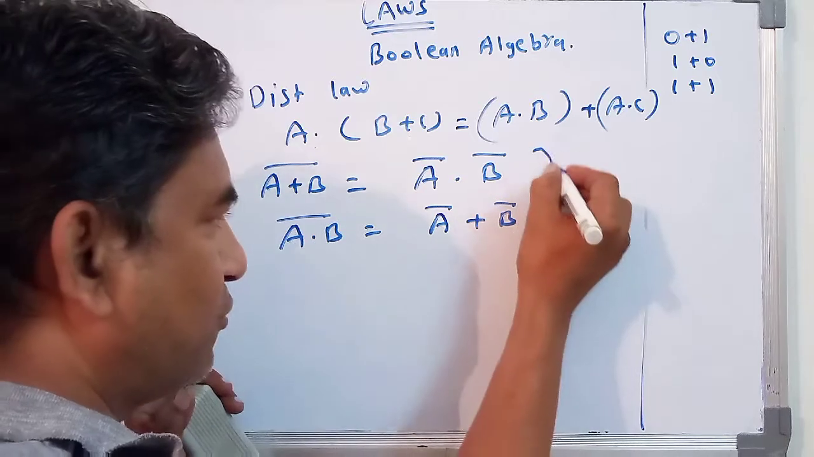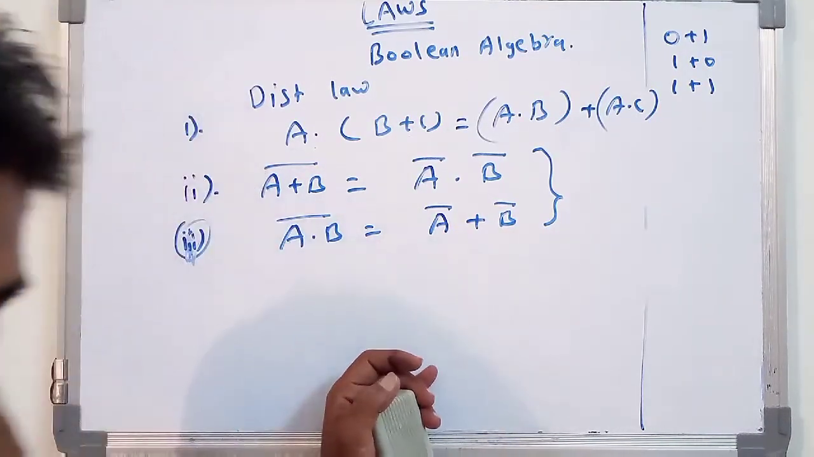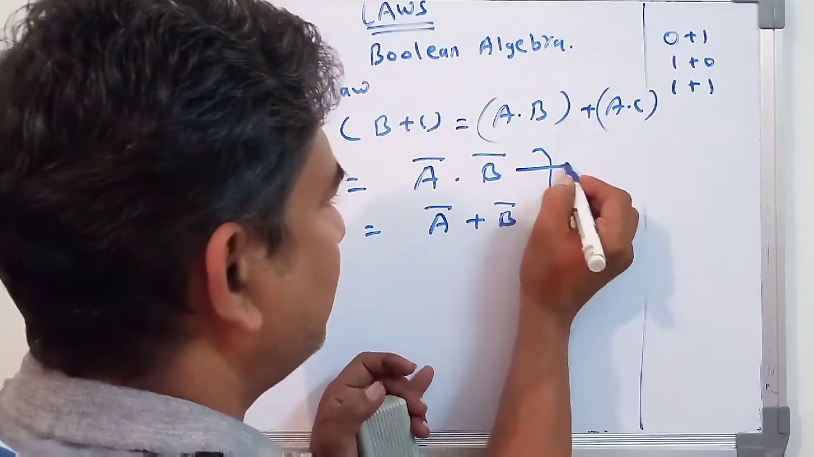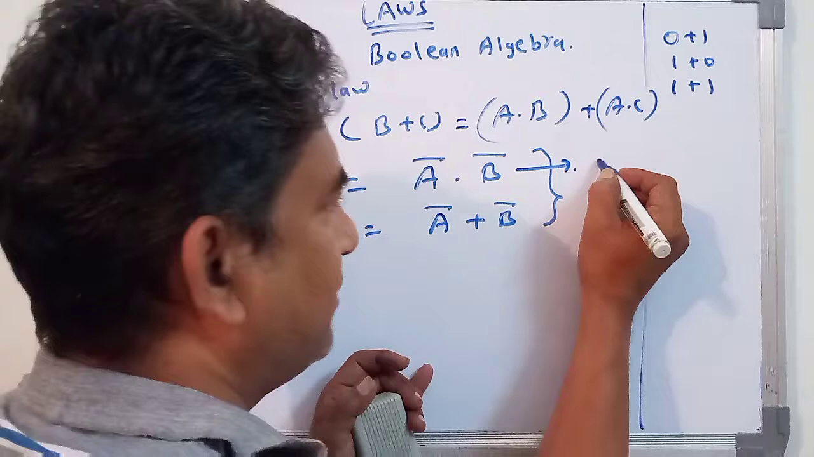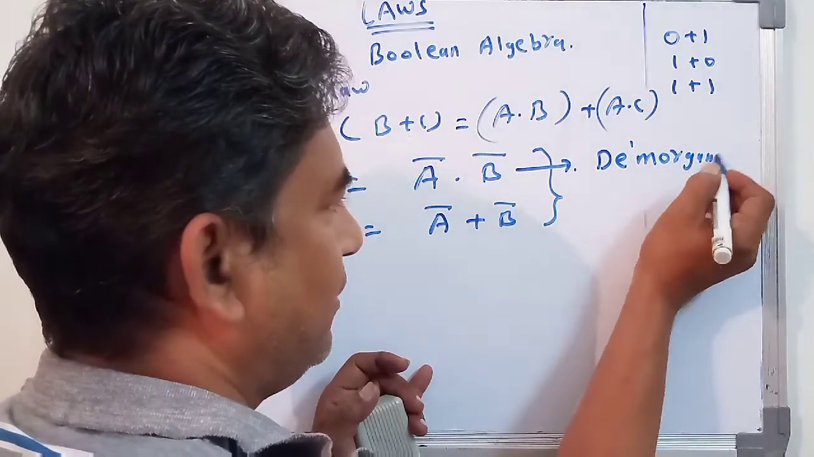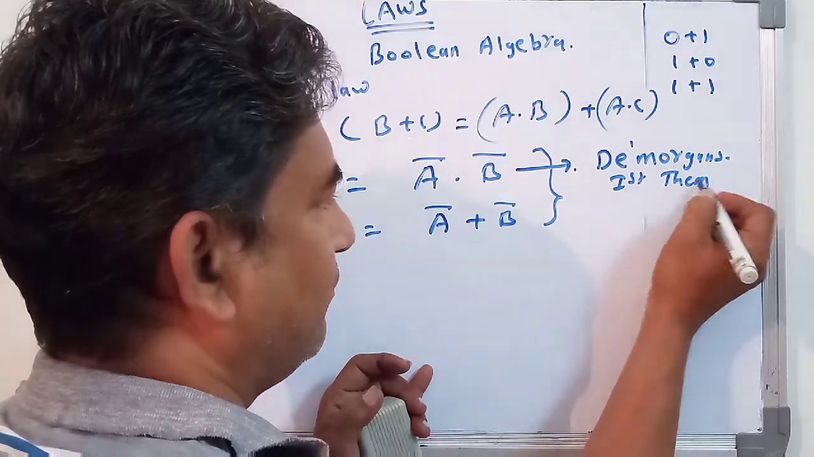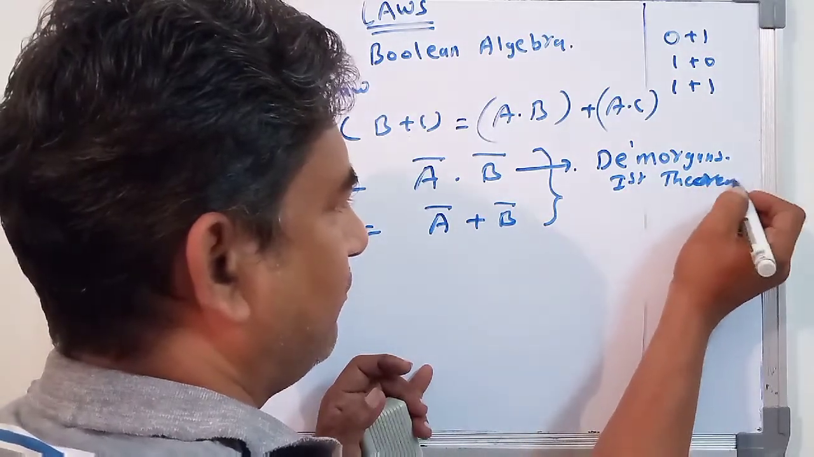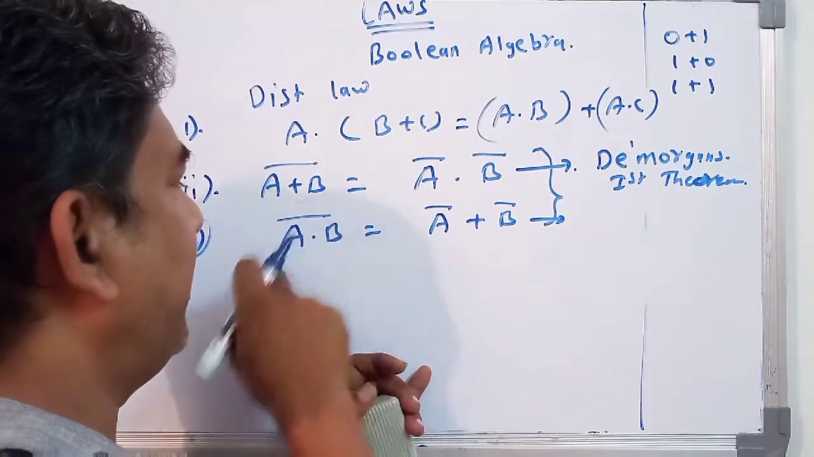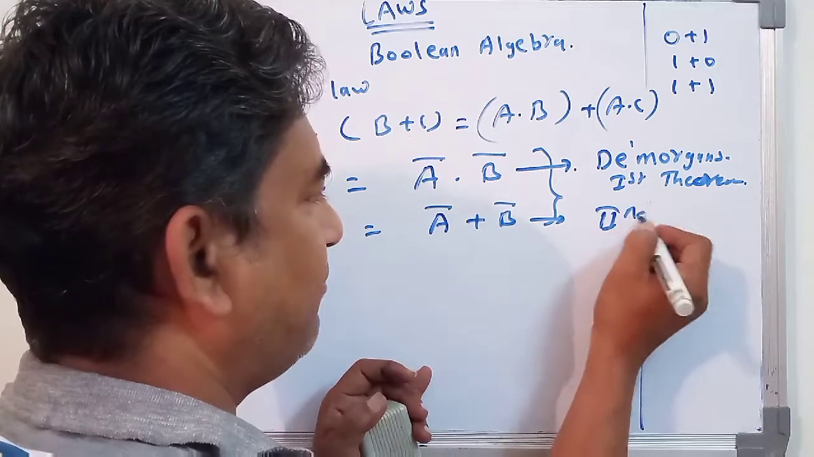So whatever these two statements you have got, according to the book, the first statement is nothing but De Morgan's first theorem. And here a dot b whole bar is equal to a bar plus b bar. It is the second De Morgan's theorem.